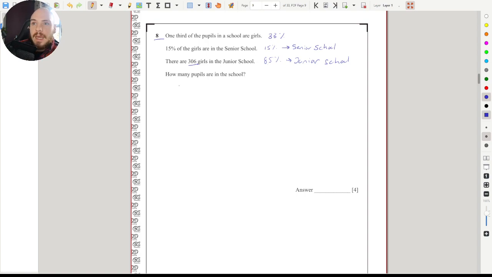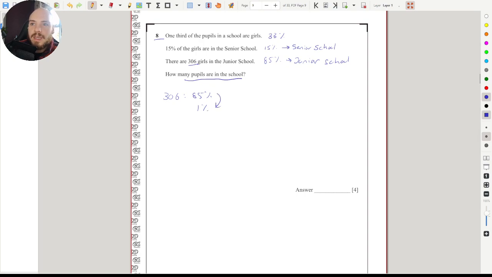Okay, and then it asks how many pupils are in the school. Well, firstly, we need to work out what 1% of the girls are, and then we work out the total number of girls. So we can do this with our 306 girls in junior school, which is equal to 85%. Okay, so what we can do is I want 1%.